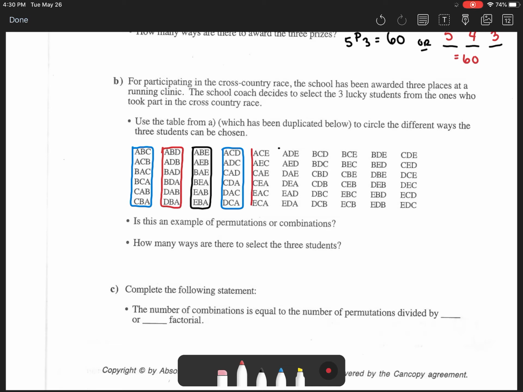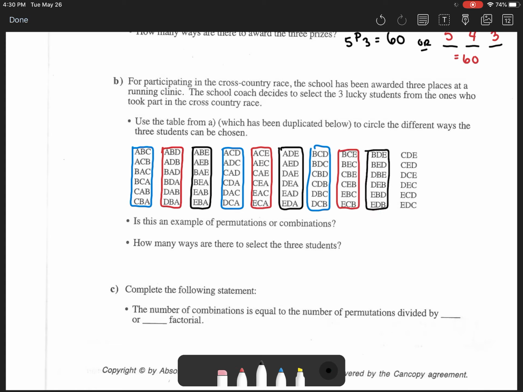So I think you're getting the idea that the order in which they are selected to go here does not matter. Okay, as long as they are part of the group or not part of the group, that's really what is important here. Okay, so I'm just going to finish doing this, showing you all the different ways that the runners can be selected.